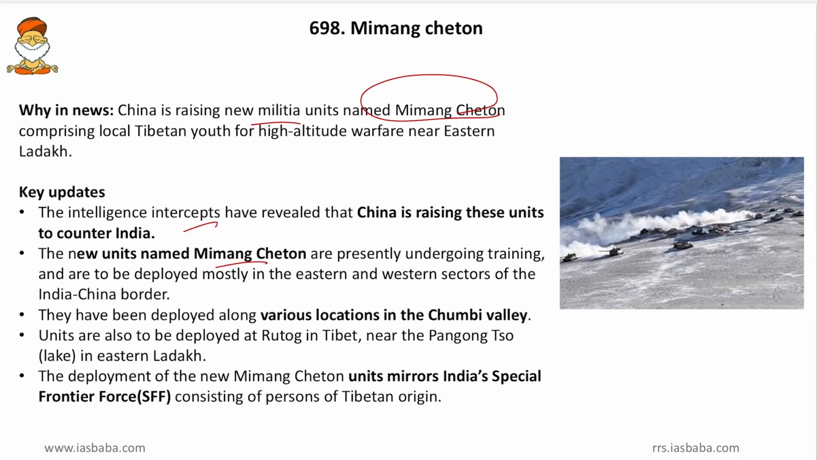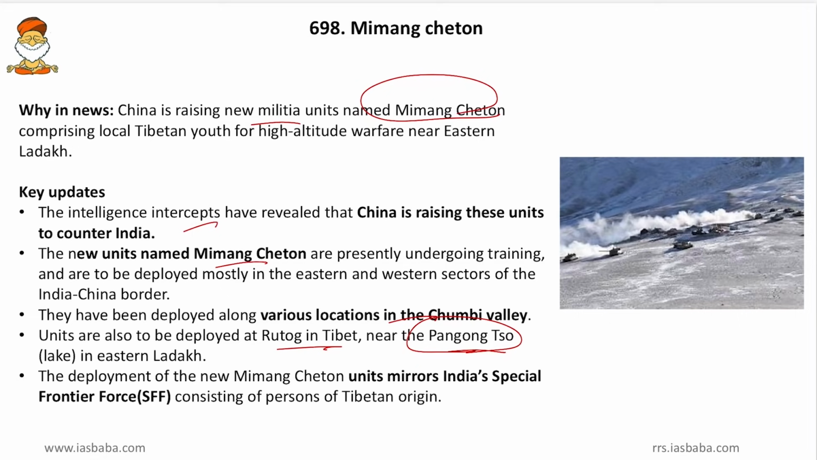Then they have been deployed along various locations in Chumbi Valley. So even in Chumbi Valley, that is on the Sikkim-Bhutan border, they are about to be deployed. Then units are also to be deployed at Rutog in Tibet near the Pangong Lake in eastern Ladakh. So friends, in Ladakh also, very near to Pangong Lake, these are about to be deployed. Friends, we know that the latest Galwan Valley controversy was very near to this Pangong Lake.